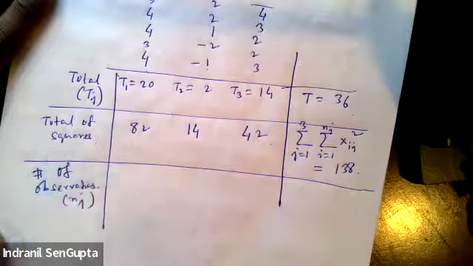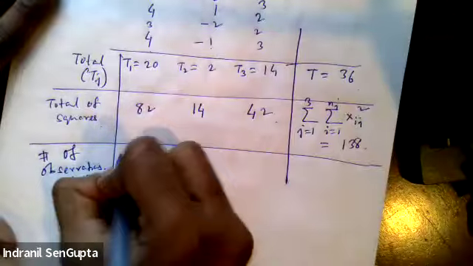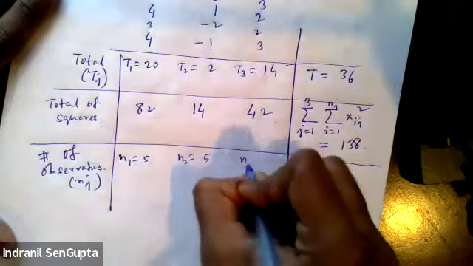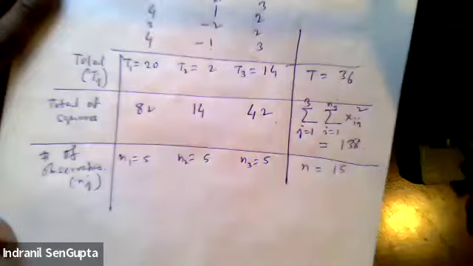Sample size, number of observations, which is n sub j. Well, we are given n1 equals 5, n2 equals 5, n3 equals 5. So n, the total number of observations, is 15.